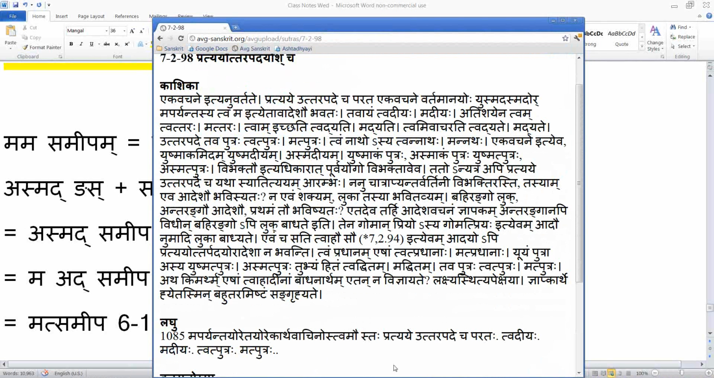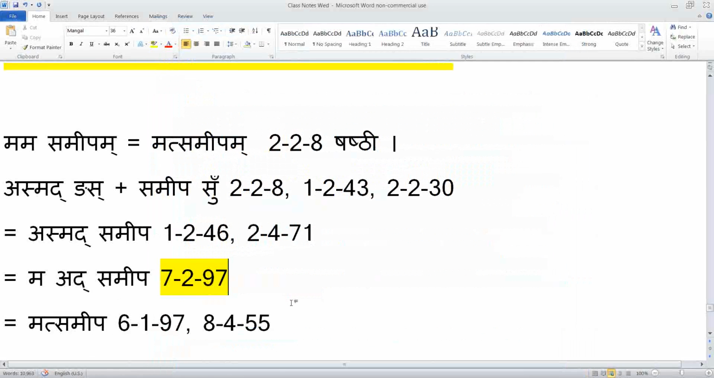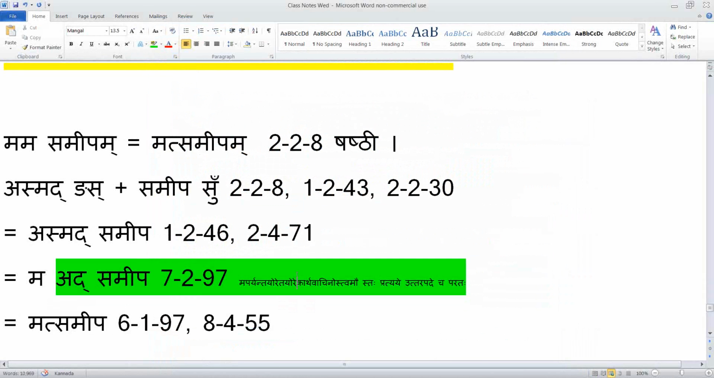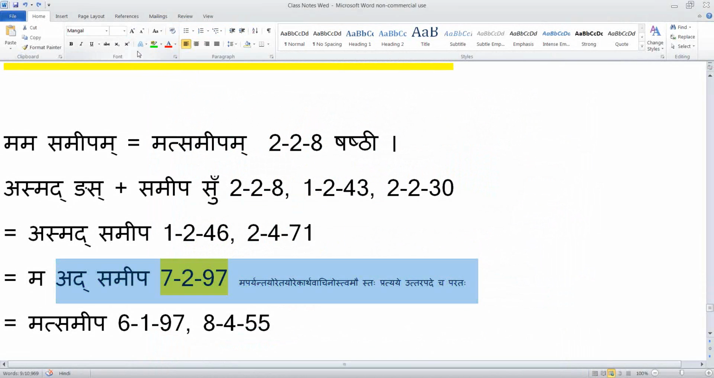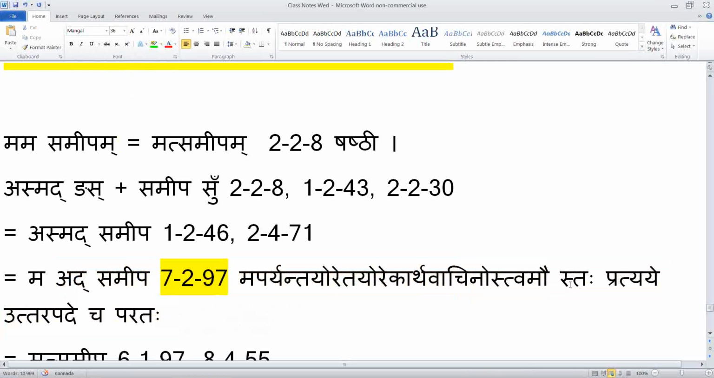Pratyaye uttarapade cha parataha. So that means that either when the pratyaya follows, like madiyam pustakam, my book, or you can also say uttarapade cha parataha, where the uttarapadam is following, then maparyantasya, but it has to be, I'm sorry, I used the wrong thing here. It has to be ekartha vachinoho. It has to be singular. The meaning should be singular. Then only we can do so. Pratyaye uttarapade cha parataha. So that is what we have here.